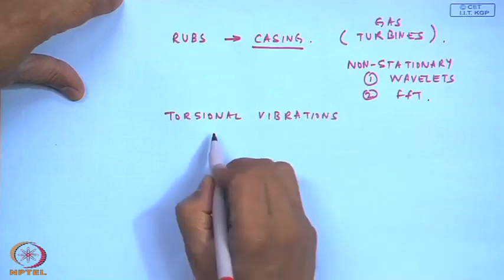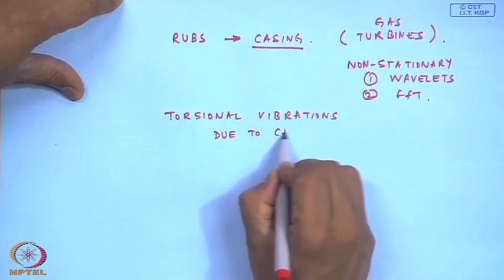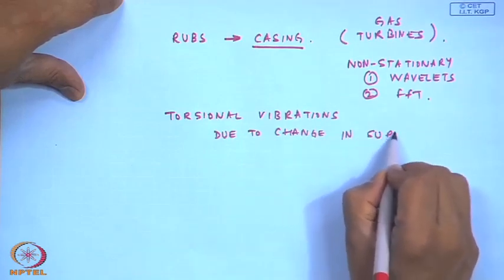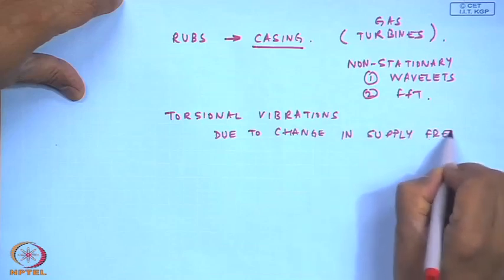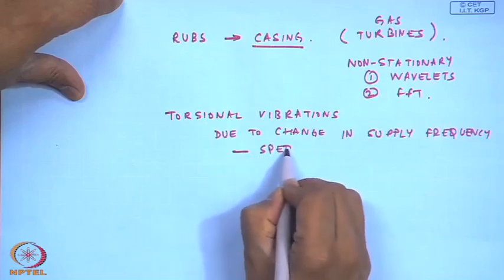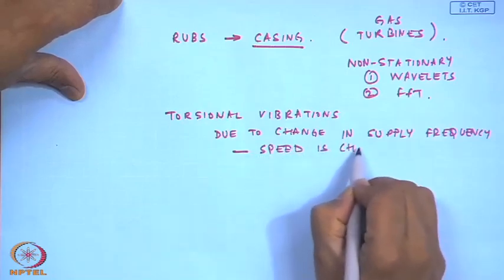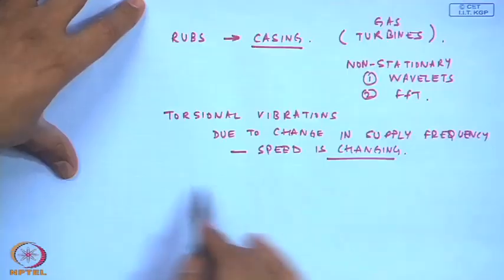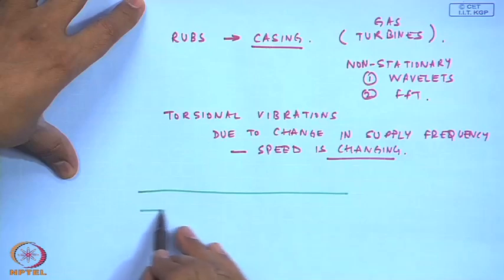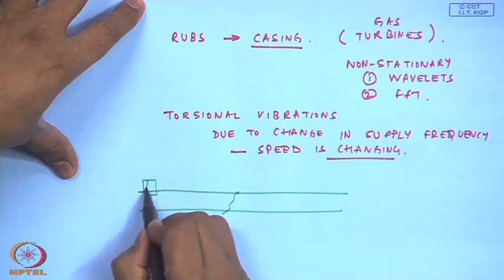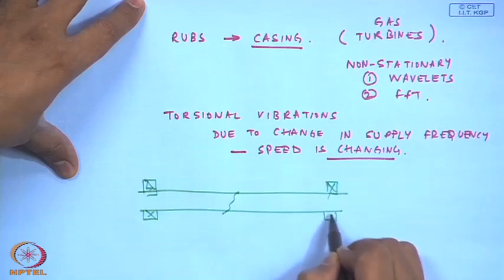Torsional vibrations due to change in supply frequencies. Because the speed is changing. Okay. And I have seen many times, particularly crankshafts of large machines, structures failing because of such speed fluctuations.